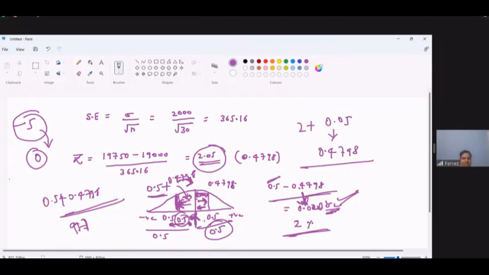Is it clear? Yes or no? Yes, sir. One more example is there, page number 148 and page number 149.